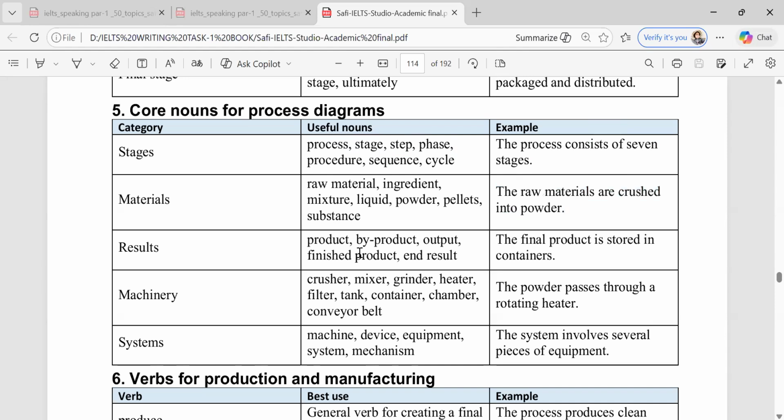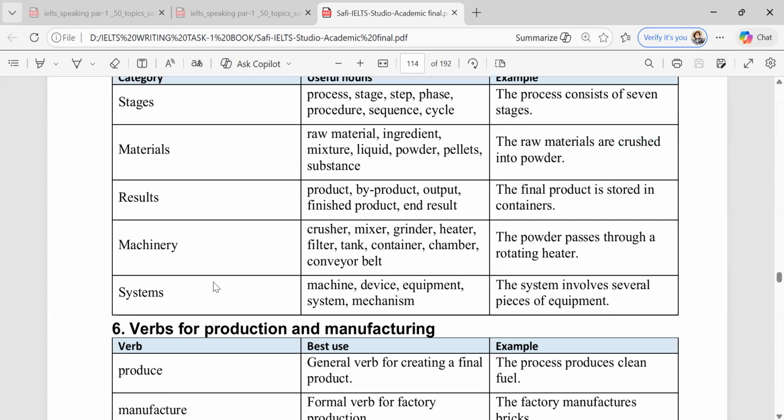So these are words you can use for results, and then machinery. They can be crusher, mixer, grinder, heater, filter. Different machinery will be used in the process diagram. And then system, machine, device, equipment, system, mechanism, clear. You need to understand this vocabulary.